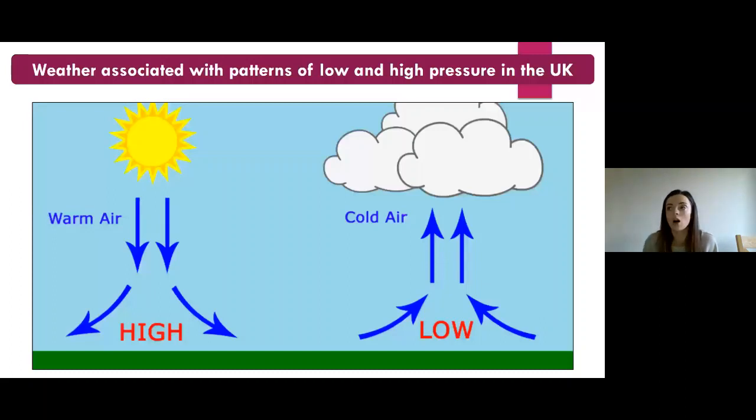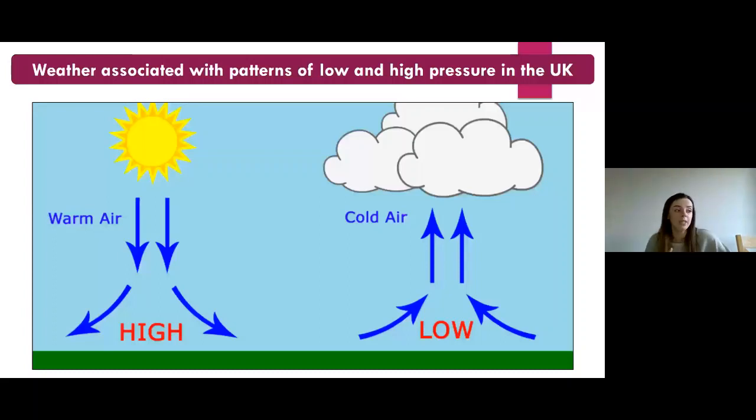When hot air rises, you've got low pressure on the ground. Weather associated with low pressure is rain, because when hot air rises, it cools, condenses, and forms clouds. On the other hand, where you've got high pressure, you've got sunny, clear sky weather, because as cold air sinks, it gets warmer, any condensation evaporates, and you've got clear sky.